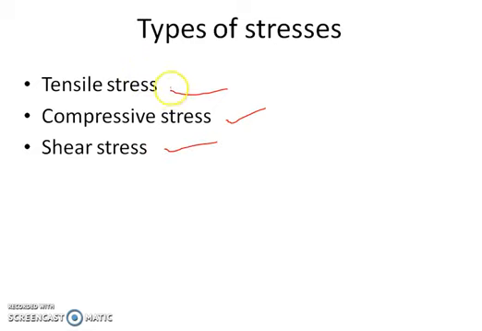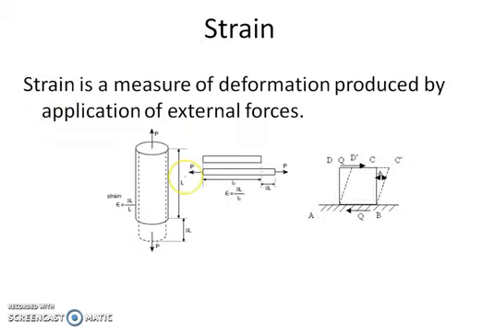So tensile stress is due to the tensile force, and the compressive stresses are due to compressive force, and the shear stresses are developed due to shear force. And these two stresses, the tensile stress and the compressive stress, are called the direct stresses, whereas the shear stress is called a tangential stress.